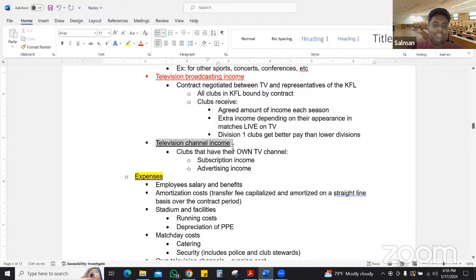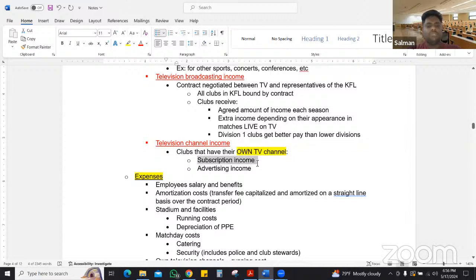And the final income is television channels. Clubs can have their own TV channel. So when we look at the actual world, clubs will have their own newspapers. My goodness, these professional clubs overseas in Europe, they have their own newspapers, and their own newspapers basically tell good things about the club, bad things about the competitors. So here we are telling the clubs will have their own TV channel. So the money earned by the TV channel will belong to the club.